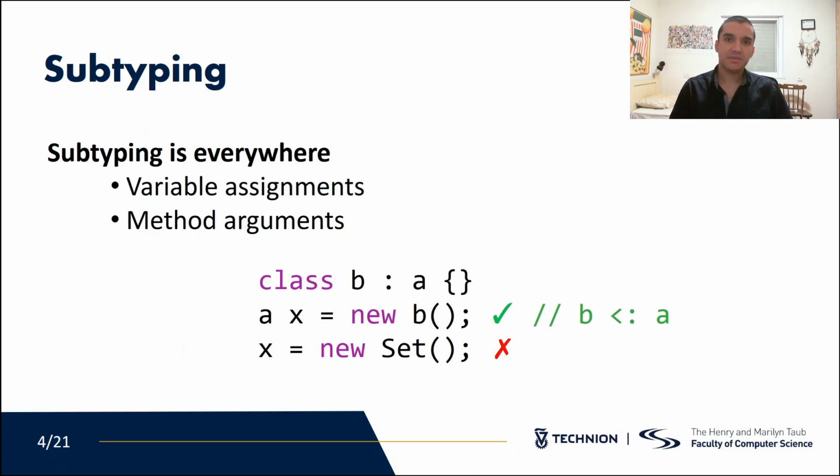You can find subtyping everywhere in your programs. For example, whenever you assign a value to a variable, or when you invoke a function with parameters. Let us demonstrate. Class B inherits from class A. Therefore, we can assign a B to variable x of type A. This is because a B is an A, or B is subtype of A. We cannot assign a set to x because a set is not an A.